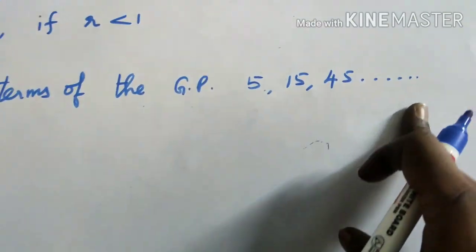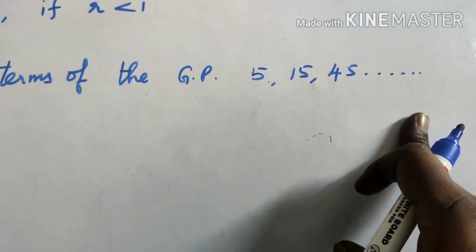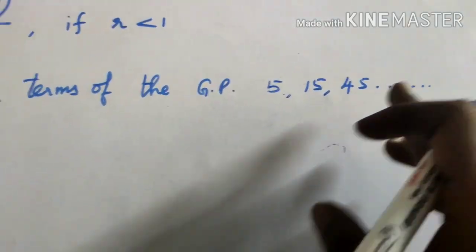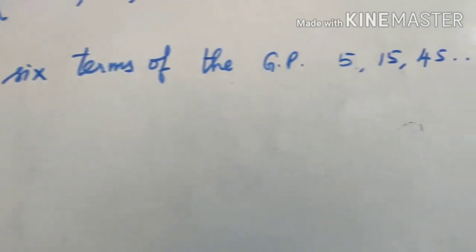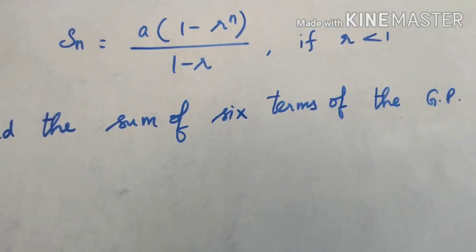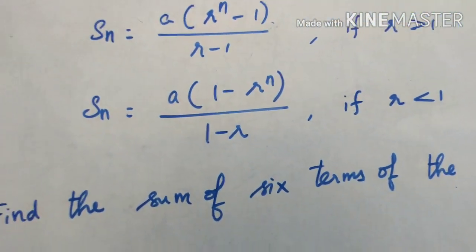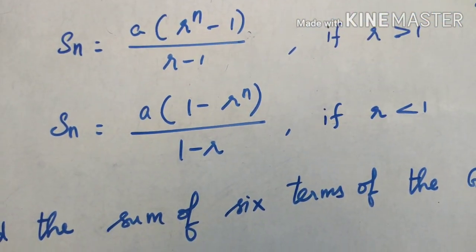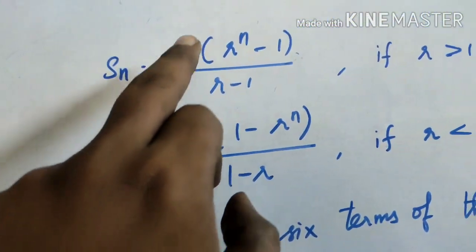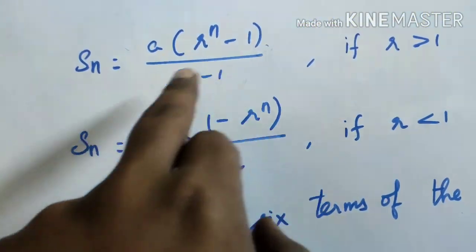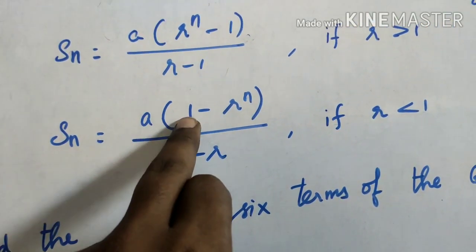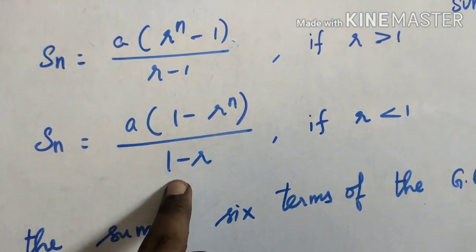So we have to add the numbers. 5 plus 15 plus 45 plus something, it goes on till 6 terms, and we have to find the addition. For that we have formulas. There are two formulas to find the sum of the terms of a GP. One is Sn equal to A into R power n minus 1 by R minus 1, and another one is Sn equal to A into 1 minus R power n by 1 minus R.